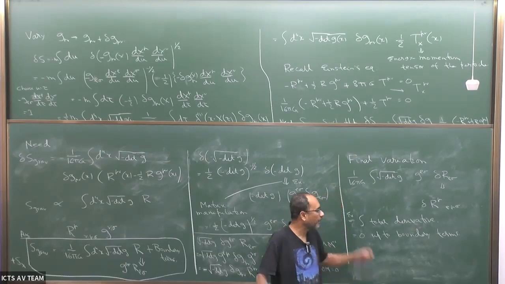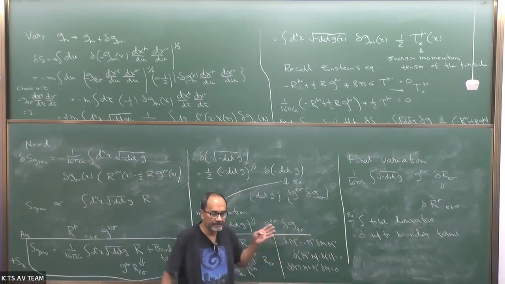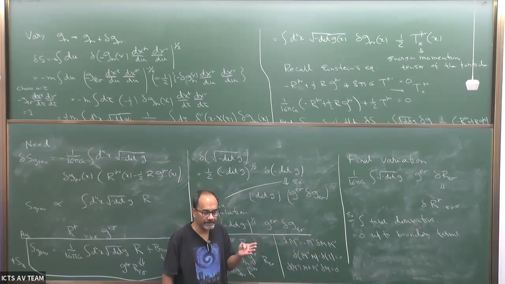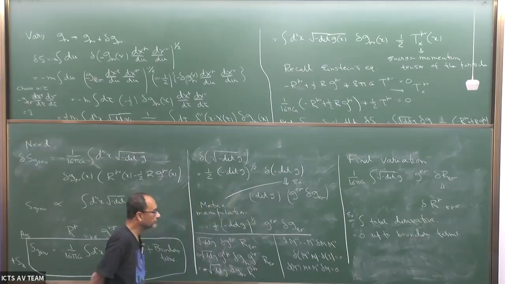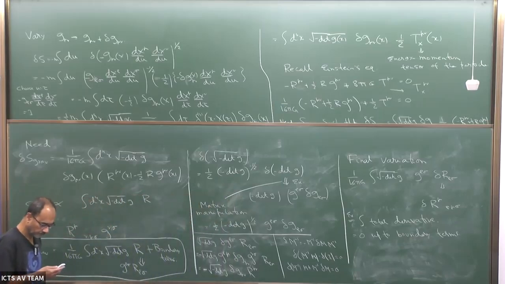But what we see from here is that for coupling to gravity, it is essential that you use the symmetric energy momentum tensor, because if T mu nu has to be the variation with respect to g mu nu, it better be symmetric. Any other question?